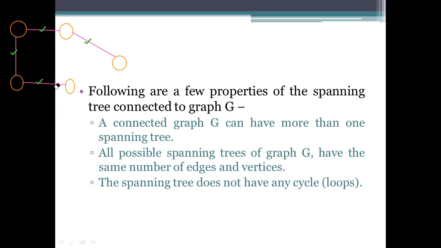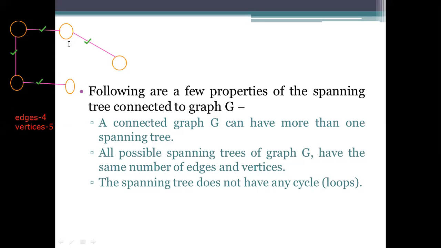How many edges are there? Count it. There are 4 edges. And how many vertices should be there? It's a must that we include all the vertices here. How many vertices are there? There are 5 vertices. So the vertex count is 5, and the edge count will be vertices minus 1.